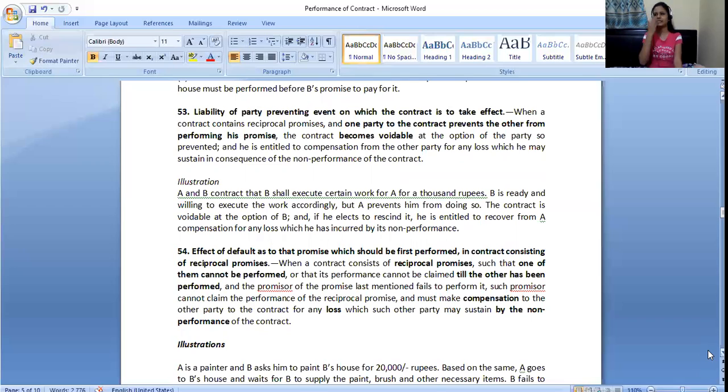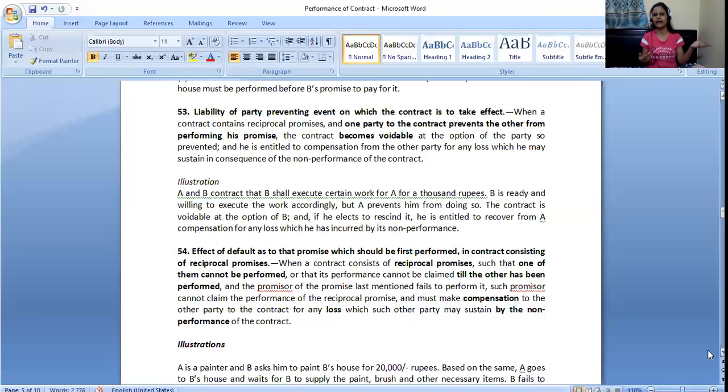Sometimes what happens, maybe some department or someone has sent you a letter or some important documents by post. Postman came to your place, you were not available. So the postman might not come again to deliver that letter. They might say that now you go to your nearest post office and collect it from there. So what is it? It has become voidable, right?